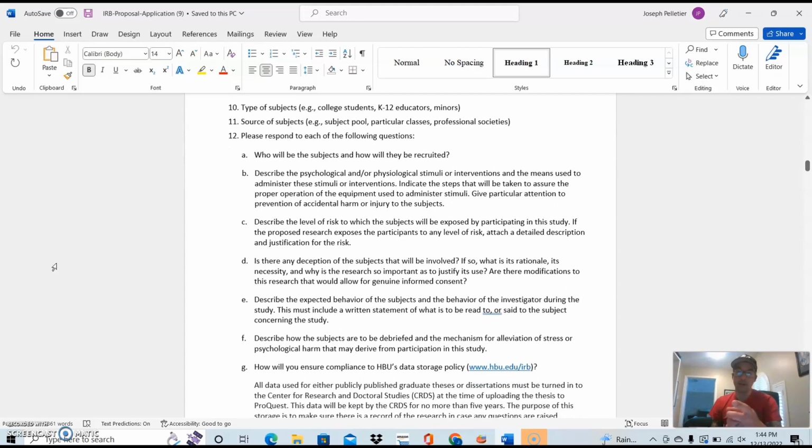How will they be recruited? So who will the subjects be? I know this 12A is going to sound redundant, especially because you just answered 10 and 11. It is okay to repeat yourself in this. They're looking for certain answers to certain questions. Please make sure, don't say see above. Answer the question again. Be as clear as possible. I know it seems redundant and maybe even a little frustrating. You need to do it.